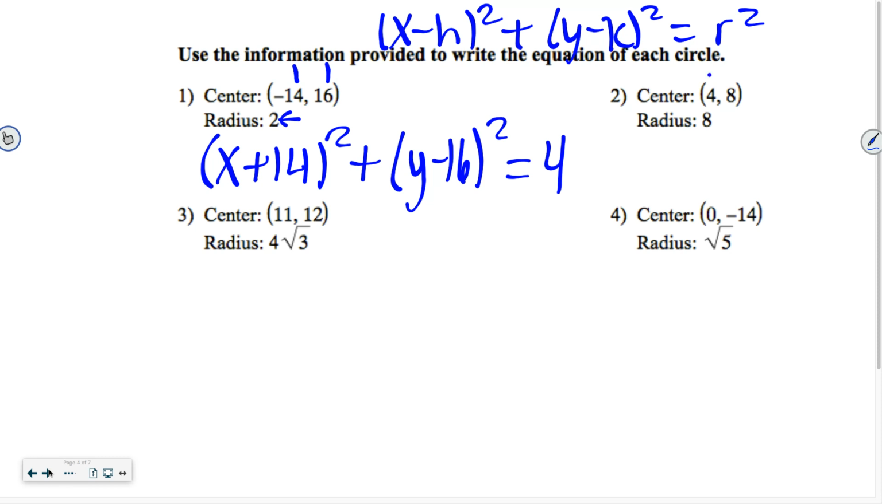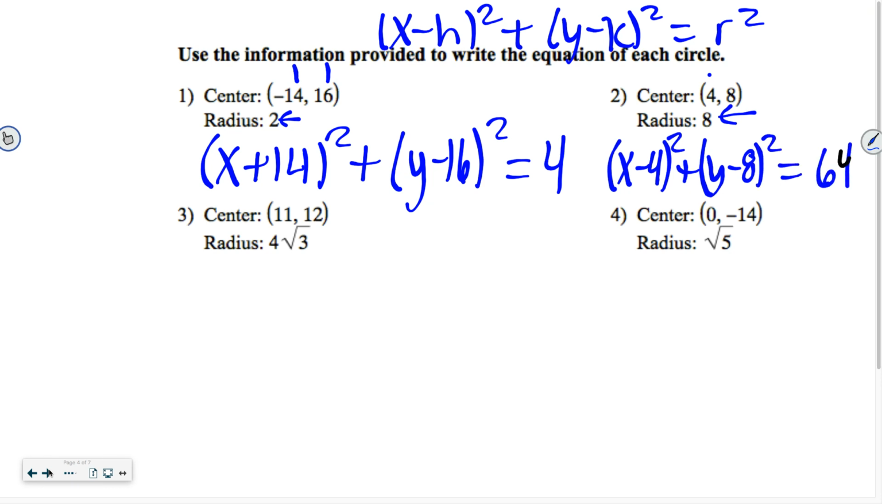Next one, remember, opposite, opposite squared. So it's going to be (x − 4)² + (y − 8)² = 64. Okay, those were both really easy. Okay, I'm going to do this one next. And I'm going to write it just like it is, opposite, opposite squared.